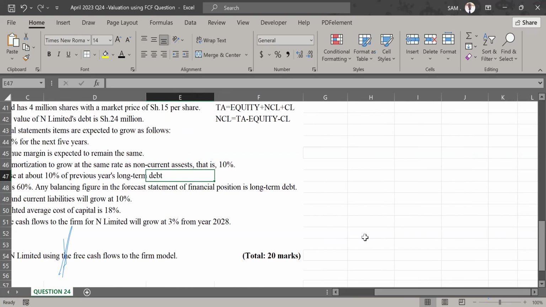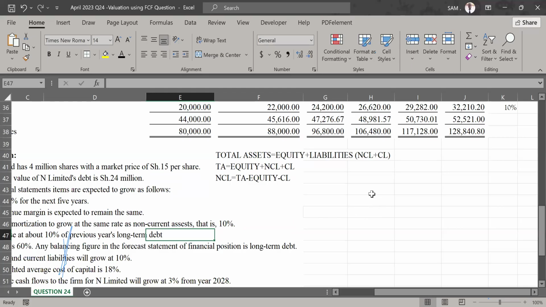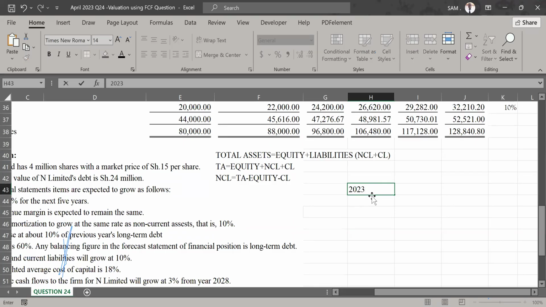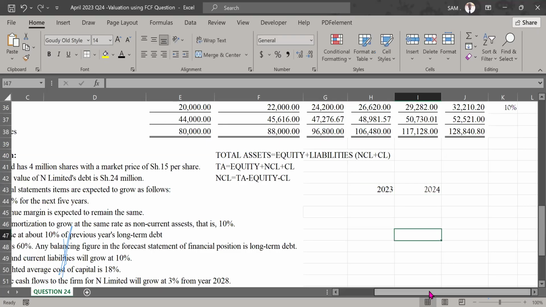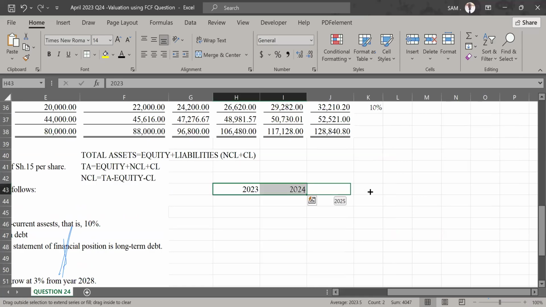Now, how do we narrow down and look at the cash flows? Let us start by listing the years. The years that we are dealing with, we have 2023, we have 2024. Those are the years of forecast. I'm not starting from the initial year of 2022 because that was the base year and it has already helped us to come up with the model. So let's go from there to 2027. Those are the years that we have projections for.